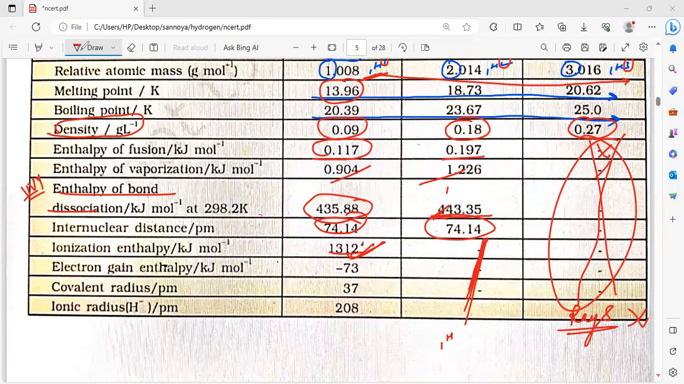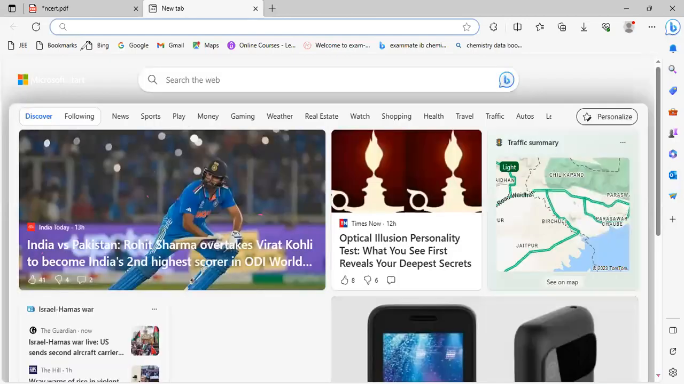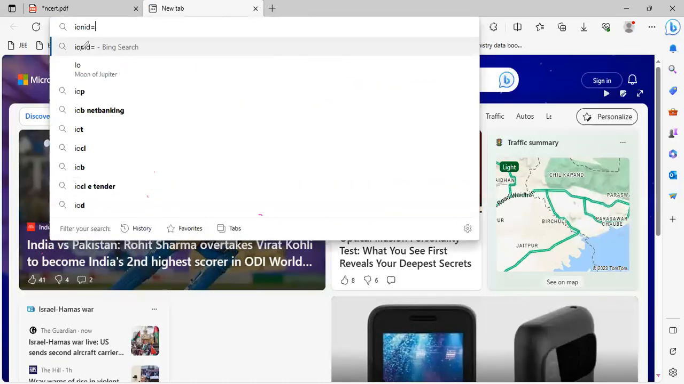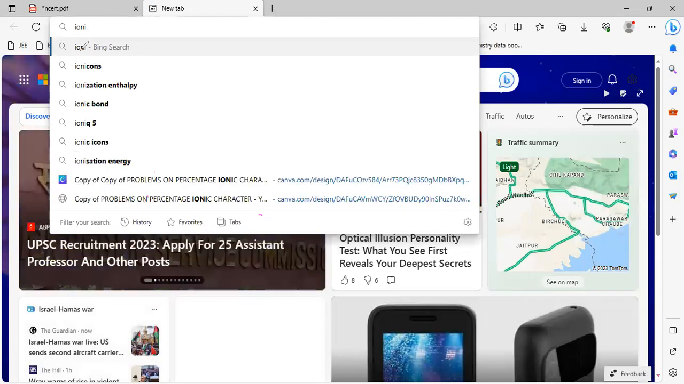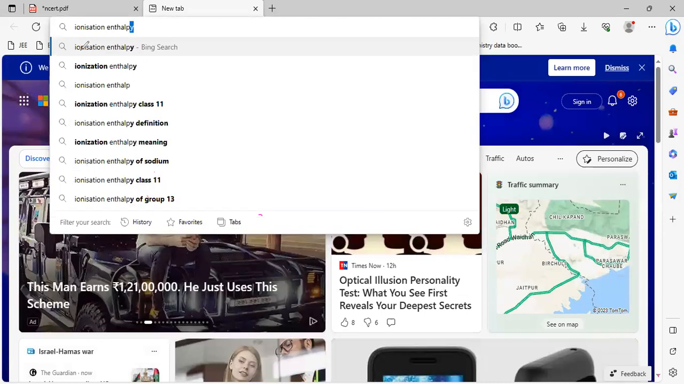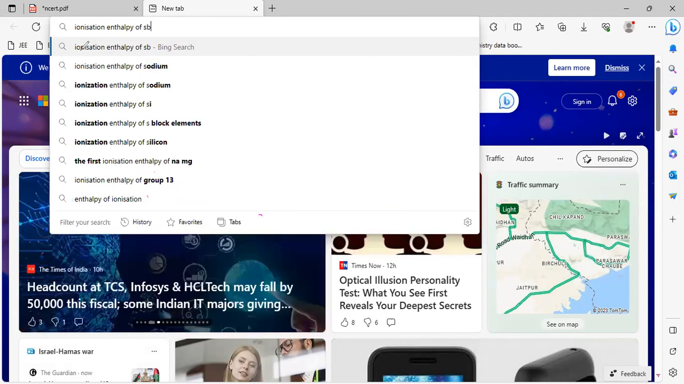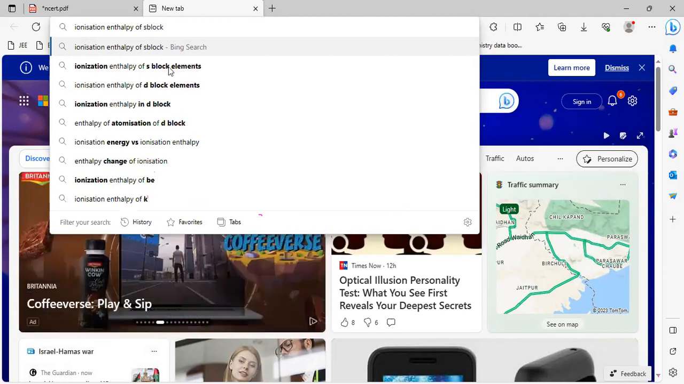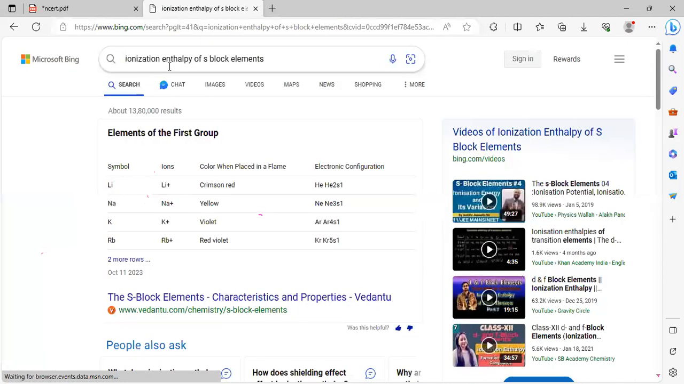Okay. Here you see it is very high. If you see the S block elements, I am giving you ionization enthalpy. Wait. Is it visible what I am typing on the board? Sir, it is visible. Okay, thank you.